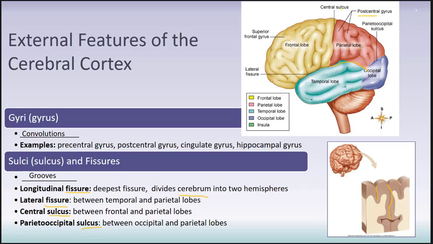The central sulcus, which is identified and labeled on this image, is here. And this is dividing the frontal and the parietal lobes. Actually, you can see the label for lateral fissure as well. And then the parieto-occipital sulcus is going to divide the occipital and parietal lobes, as you can see here.